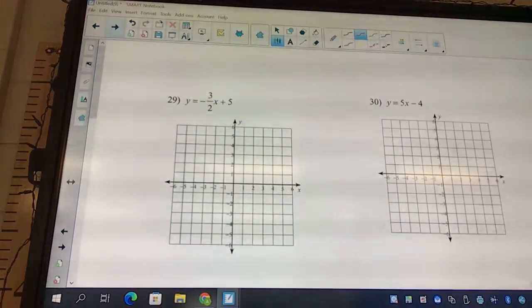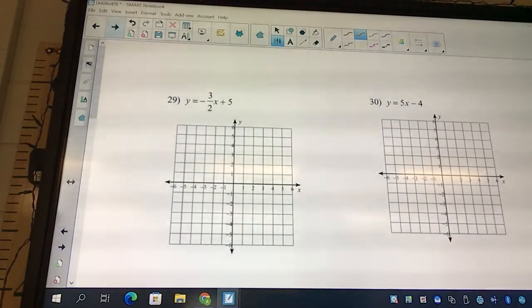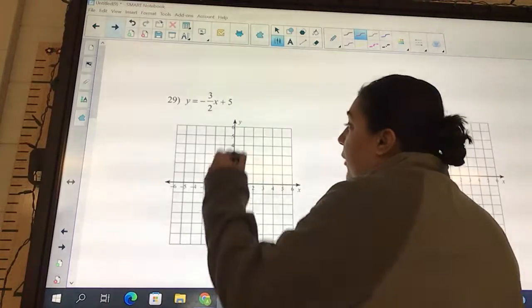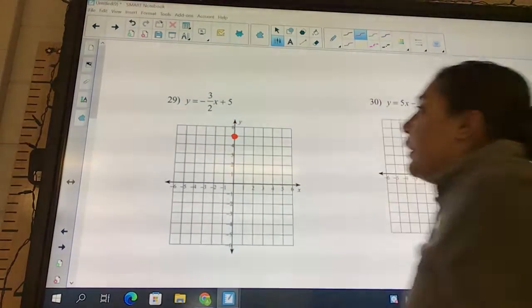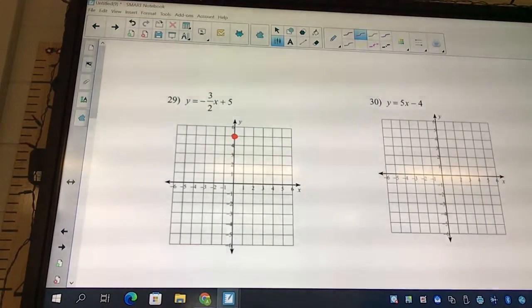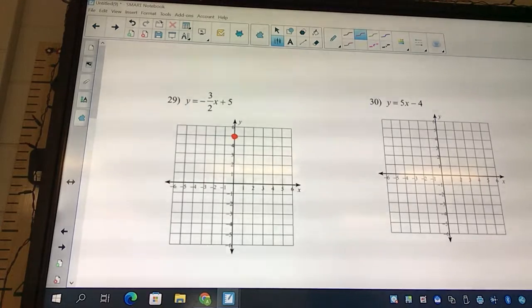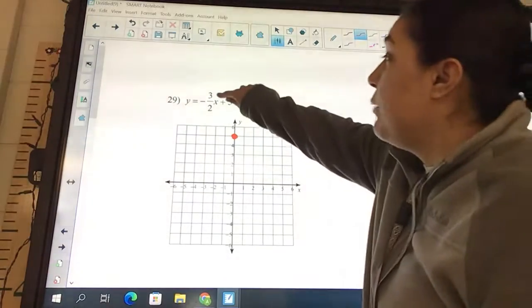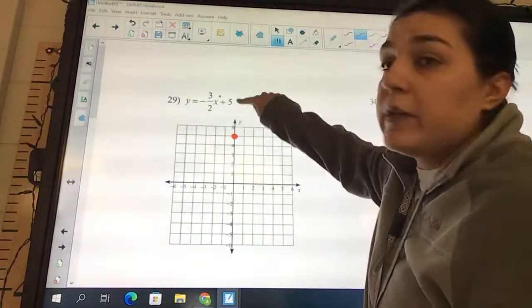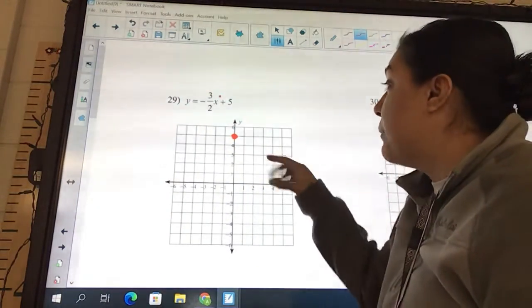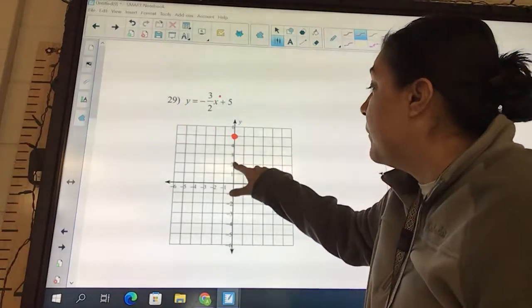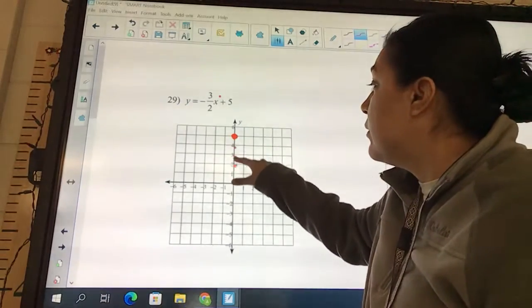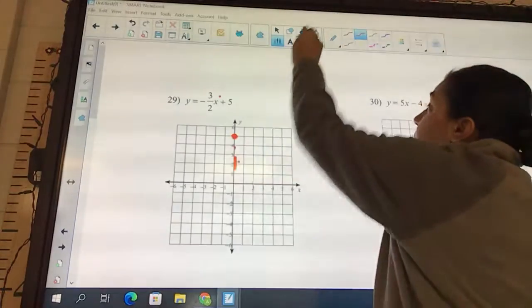Okay, 29. My y-intercept is what? Okay, we plot the y-intercept first. It's at 5. Good job. Okay, and then what is my slope? My slope is 3 over 2. So this one's going to be kind of extra tricky. So can we go up 3? Can I rise 3? No, because I'm going to end up off the graph. So I only have the option to go down 3. 1, 2, 3. Okay, that puts me here.